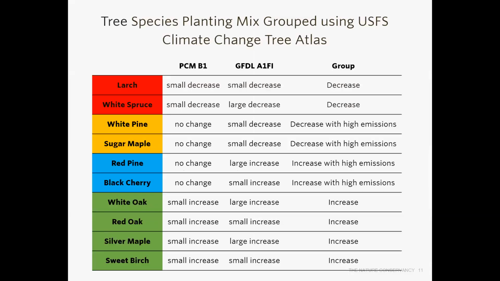So the project team selected a list of 11 different tree species for the site, and they utilized the climate change tree atlas and data for that to determine which species to plant. There was a whole range of species, ranging from species that were present at the site, like sugar maple, where we were just looking to bolster the existing population, as well as species where we were looking to assist the migration of the species. So for instance, red oak.